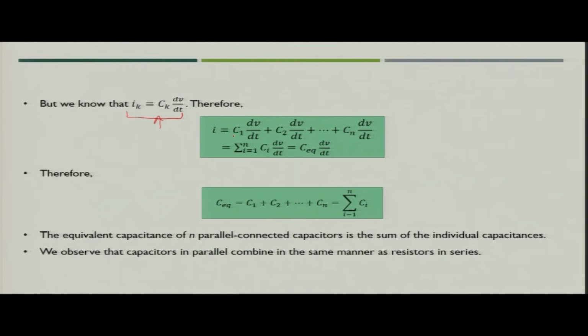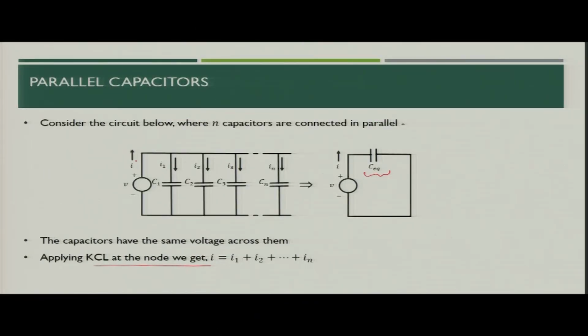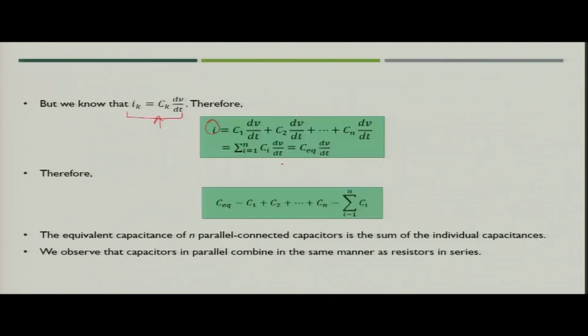So, if you sum up all the currents, it will be equal to the current shown in the circuit. So, the total current is nothing but I1 plus I2 up to In. When you sum up, you will come to know that C1 dV by dt plus C2 dV by dt and so on is the total current flowing in that particular circuit. If you sum up, then you can write C equivalent dV by dt, and eventually you will say that C equivalent is nothing but the summation of individual capacitances which are connected in the circuit in parallel.